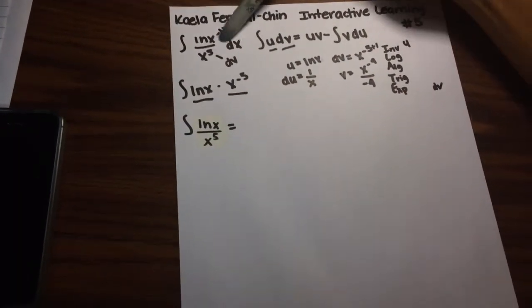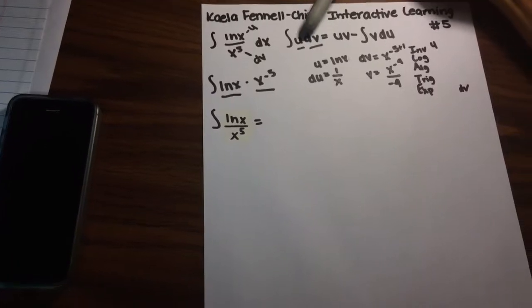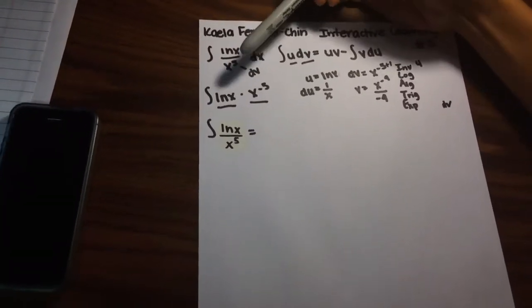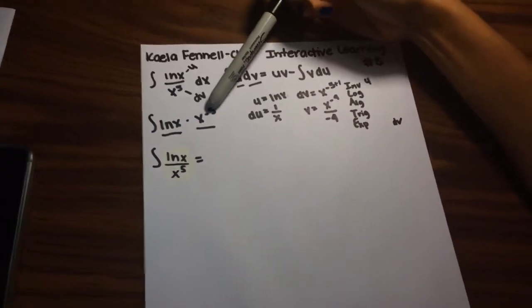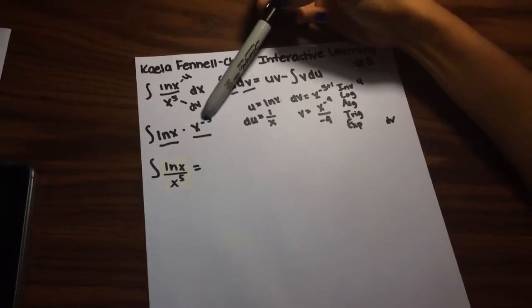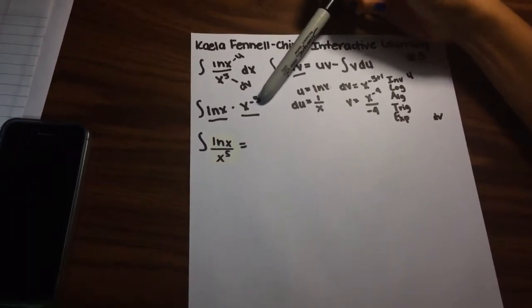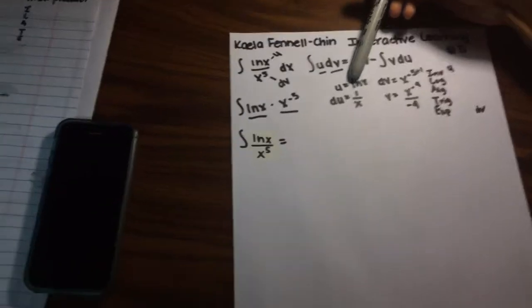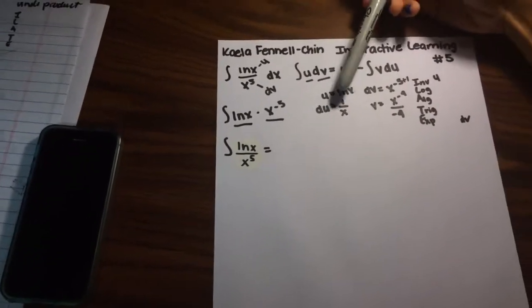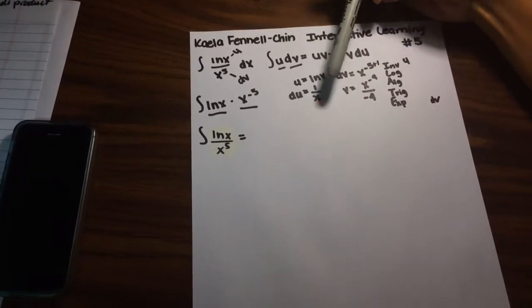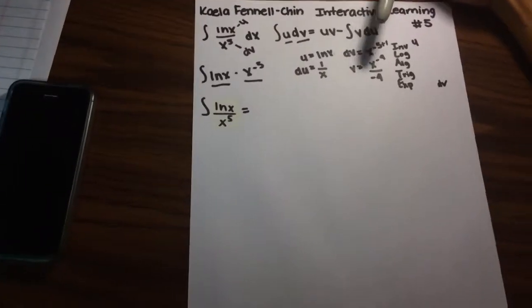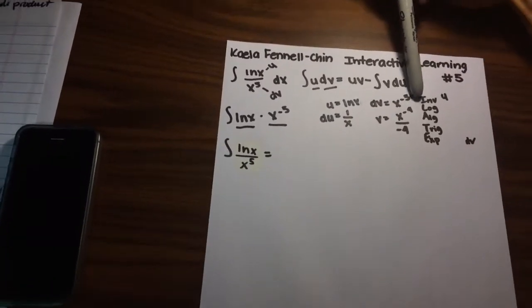So we can write this over so that it looks like u dv, since they're being multiplied by each other instead of dividing, as ln x times x to the negative 5th, since we could just move it to the top and make the exponent negative. So we're going to have u is equal to ln x, and then if we take the derivative of ln x, we're going to have 1 over x, which we've learned in previous lessons, and then dv is going to be equal to x to the negative 5th.